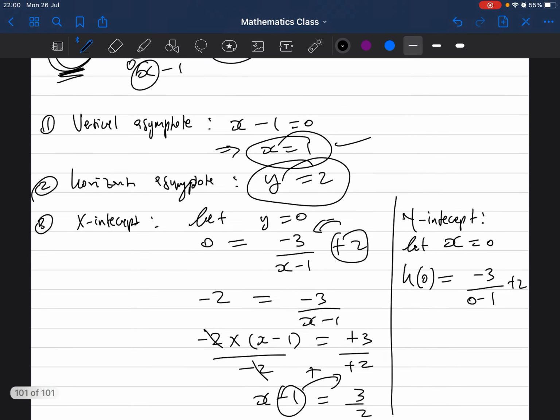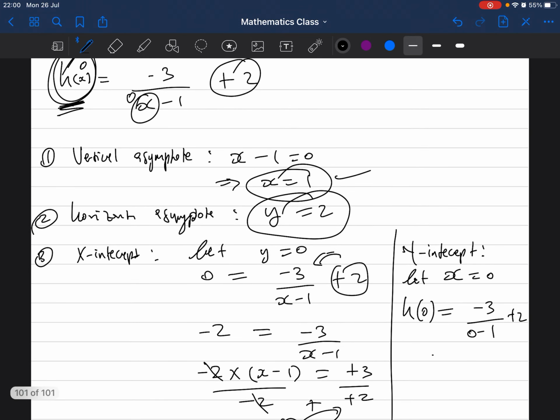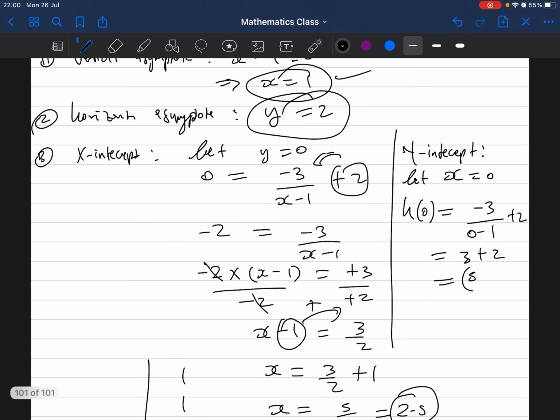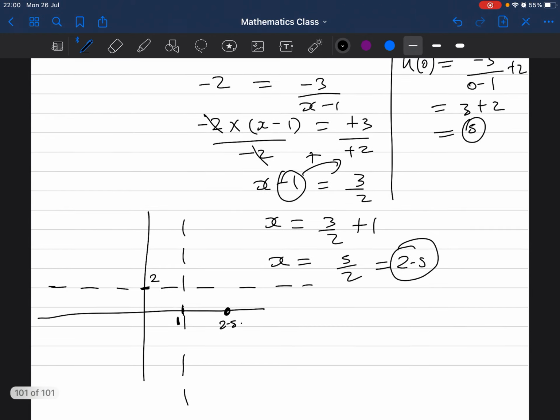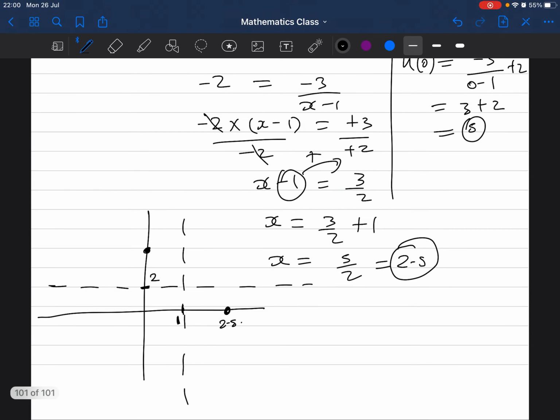If you can punch this whole thing in your calculator and get your answer, you can just work it out with me. -3 over -1 is 3, plus 2. So your y-intercept is 5. Cool. So that looks clear to me.